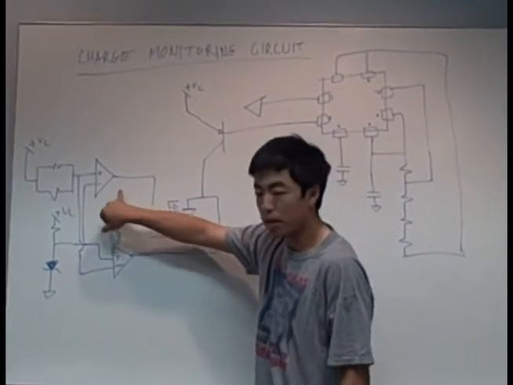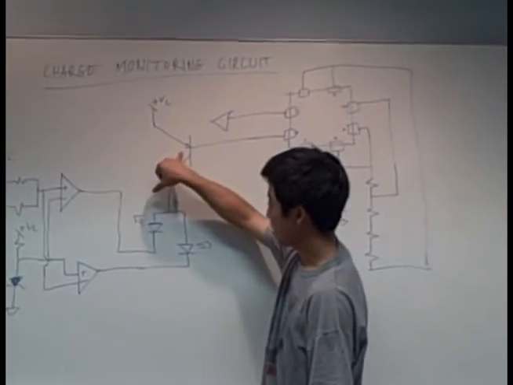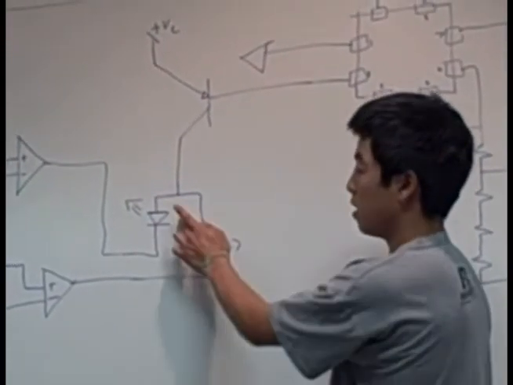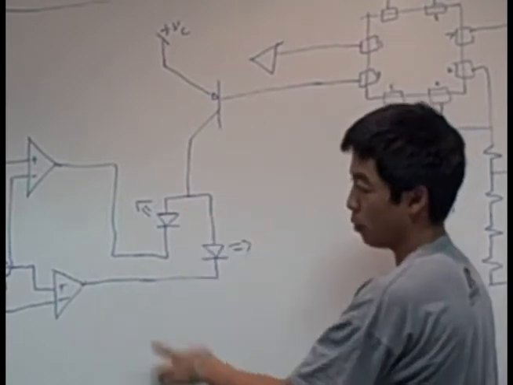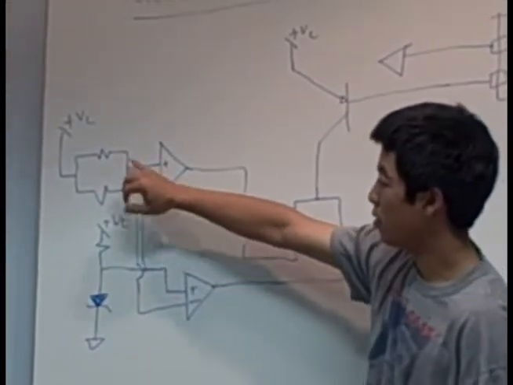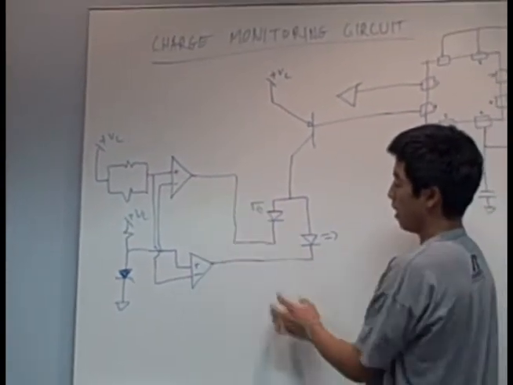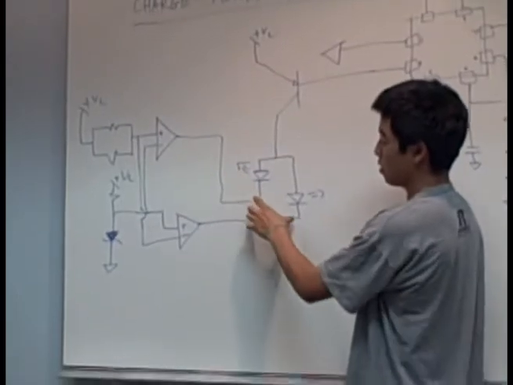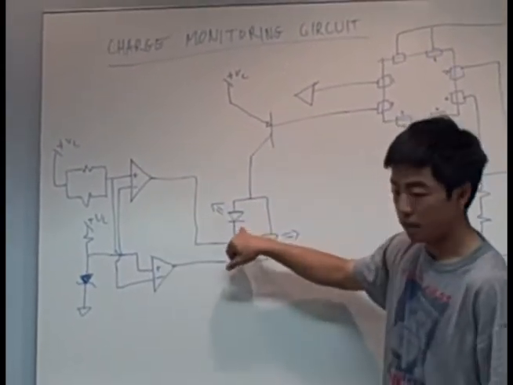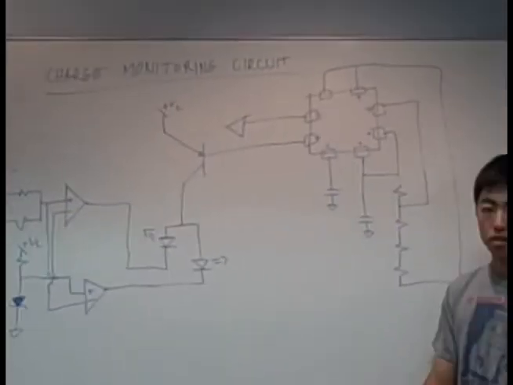And as for the other comparator, when this outputs a high, and this is a high, there's a small voltage difference, thus not turning on the LED. And then when they're reversed and the other input is higher than the other input, then the voltage outputs of the comparators will be switched, and it will turn on the other LED. And this is our charge monitoring circuit.